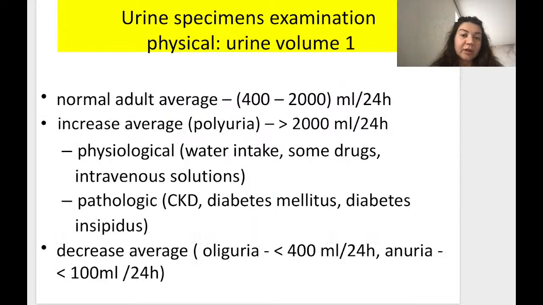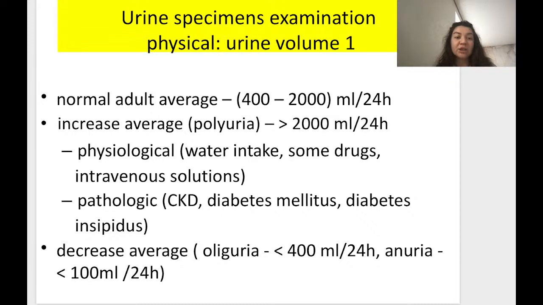By volume, the normal adult average of urine during 24 hours is from 400 to 2000 milliliters. Increased volume we name polyuria. It is more than 2 liters per day. It can be physiological, for example, increased water intake, due to some drugs like diuretics, and use of intravenous solutions. And it can be pathological polyuria. A lot of causes can lead to pathologic polyuria. Most often they are chronic kidney disease, diabetes mellitus, and diabetes insipidus.